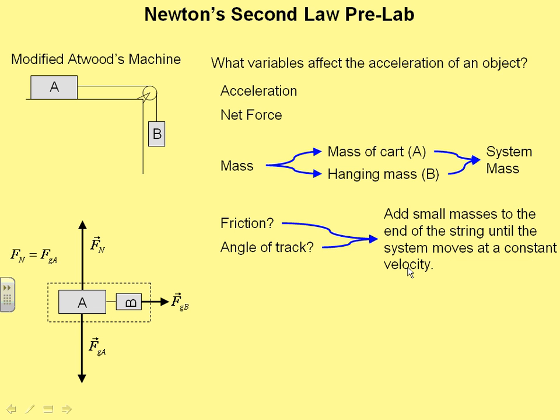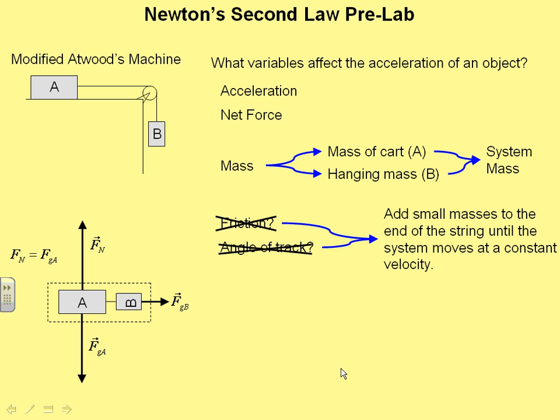Why is that important? Because if it's moving at constant velocity, it's not accelerating, and if it's not accelerating, all the forces have to cancel out. So basically, by adding the little masses to the end of the string until it moves at constant velocity, we are balancing out any frictional and angle of track effects, leaving us with a system that acts as if it's perfect. This is something we're going to do, and it will be on your lab sheet as well to remind you how to go about doing that.